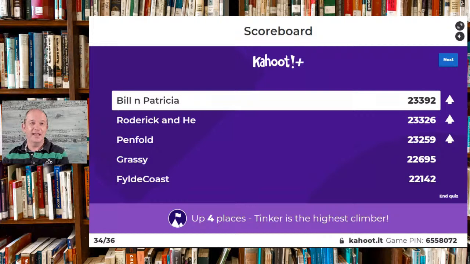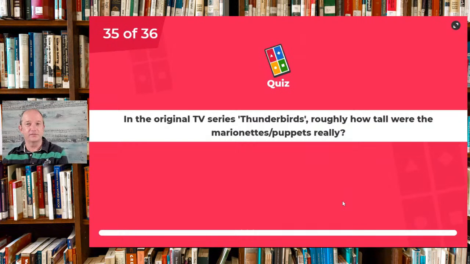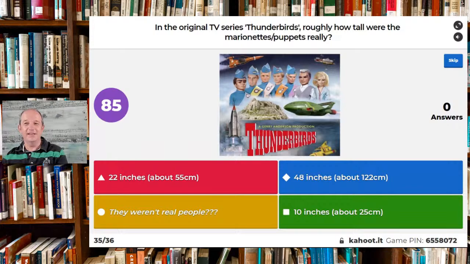And this one, Emma, are you paying attention? Here we go. In the original TV series of Thunderbirds, roughly how tall were the marionettes, the puppets, really? Were they 22 inches? Were they 48 inches? Or were they 10 inches tall? They were marionettes, weren't they? Because they had strings. They weren't puppets, but everyone refers to them as puppets. But how tall were they really? 22 inches, so 55 centimetres, 48 inches, 122 centimetres, 10 inches, that's 25 centimetres, or you just can't believe they weren't real people.